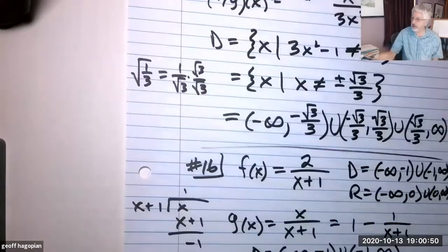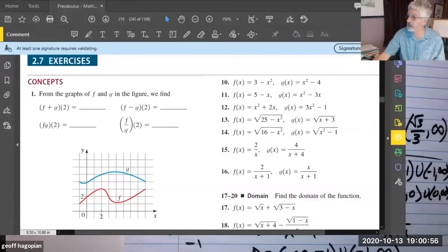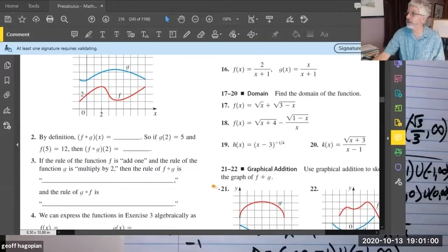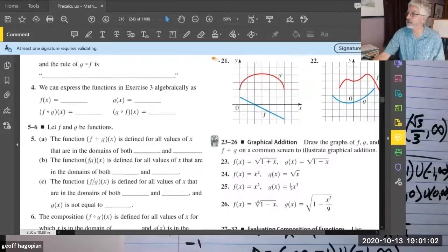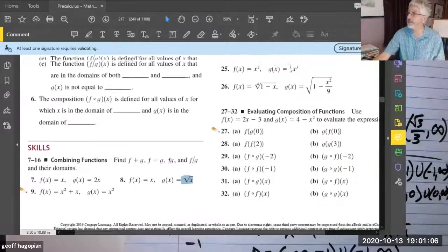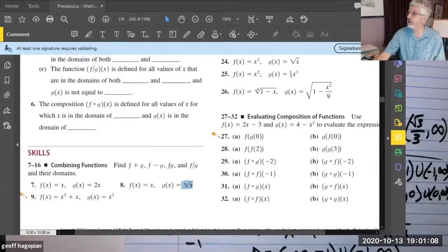So are we going to ever get to compositions here? Let's go back to the book. Yeah, time is a wasting. Find the domain of the function. So there's a lot. I'm going to skip on to where we get some more interesting compositions, right? Evaluate compositions. Okay.